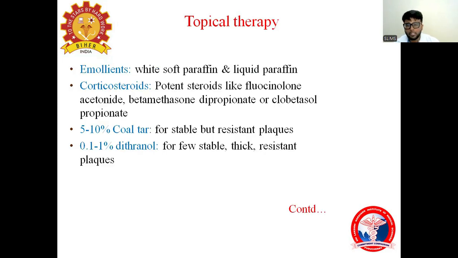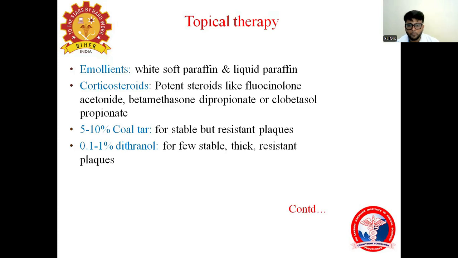So what are the different therapies we should advise? First, we have to give moisturizer. You can give a urea-based moisturizer for keratolytic activity. You can use emollients like white soft paraffin, liquid paraffin and all. And you can give corticosteroids.